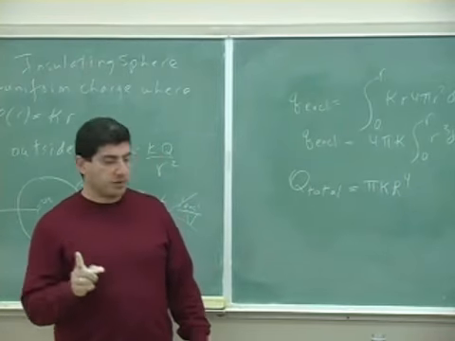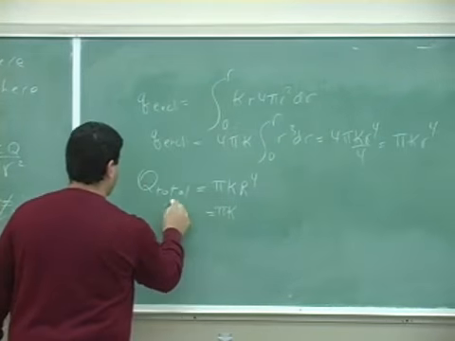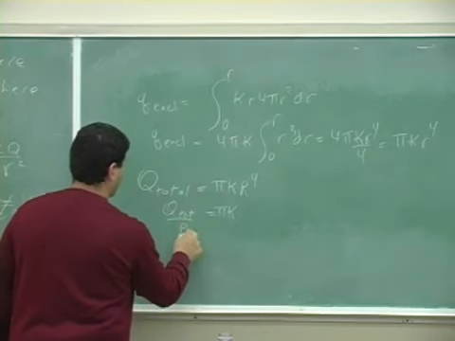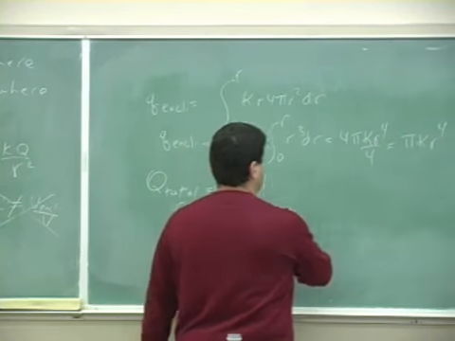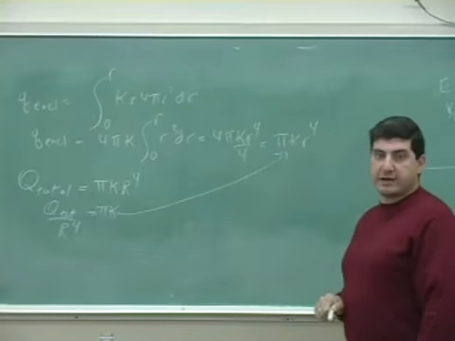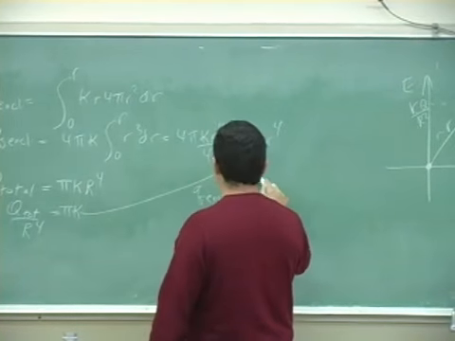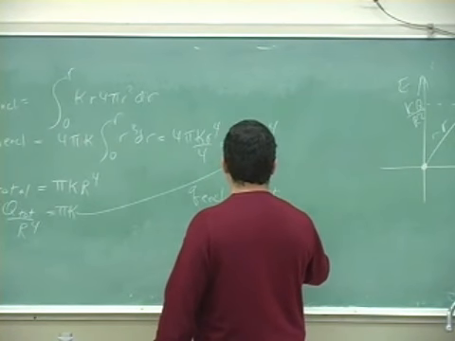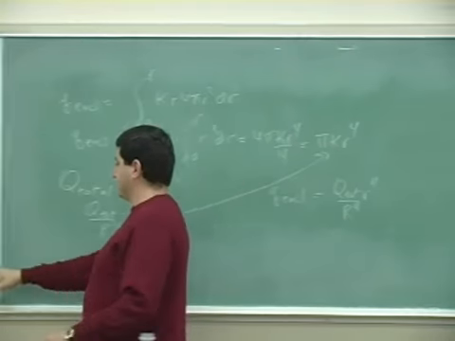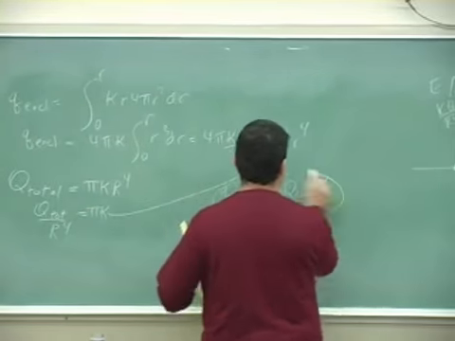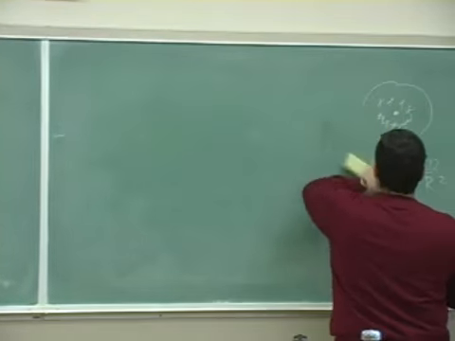Therefore, here's what I'm going to say now. Pi kappa is equal to Q total over R to the fourth. So now I can substitute that there, and I reach my final goal. Q enclosed is equal to Q total over R to the fourth times little r to the fourth. So I found the relationship between Q enclosed and the total charge.